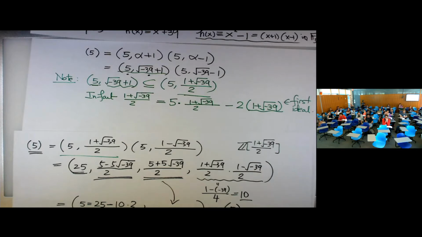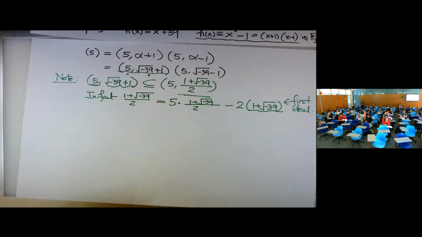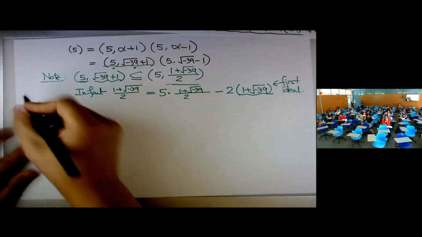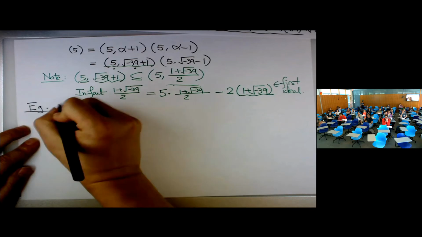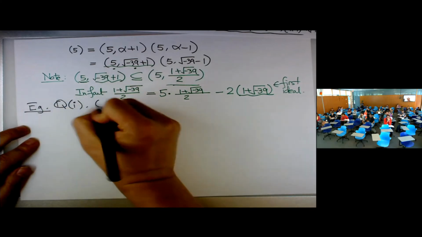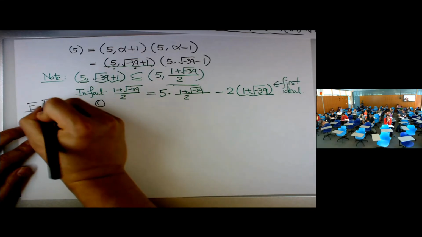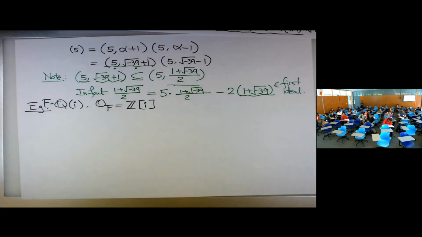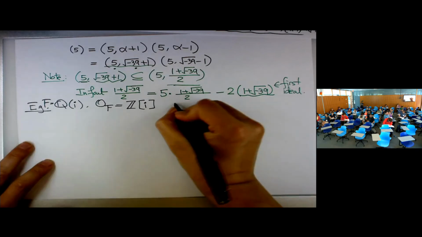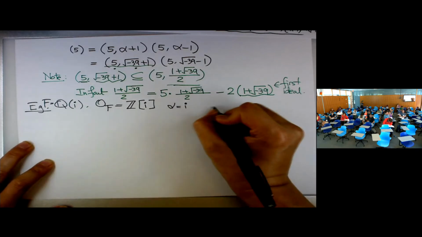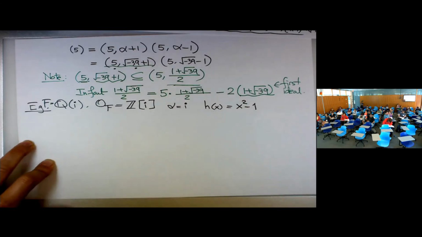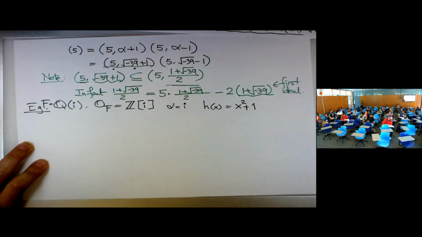Okay, so maybe I have time to do another example. Let's go back to the example of Q adjoin i and see what we have. So this is my F. My O_F is just Z adjoin i. Okay, I want to take alpha to be just i, and the minimum polynomial in this case is x squared minus 1. Excuse me, x squared plus 1. Of course.